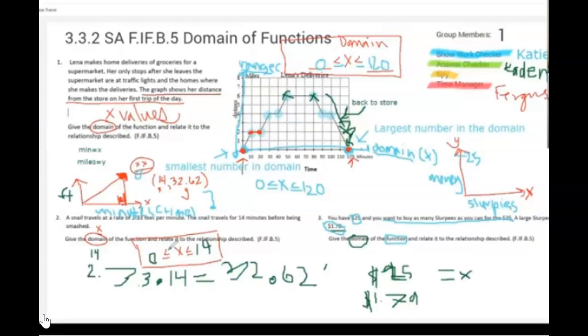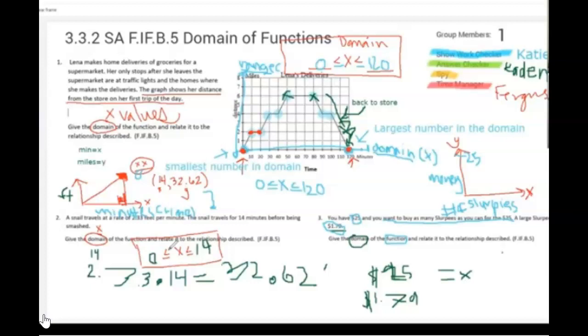There we go. Okay. So what's our domain? Our domain is number of Slurpees. So our question is, what's our minimum number in our domain? What's the maximum number in our domain? We only have 25 bucks, divided by 1.79. See how many you can buy with your 25 bucks.